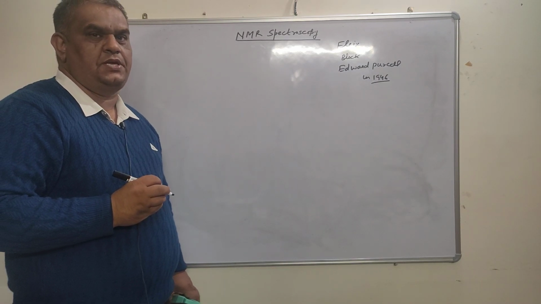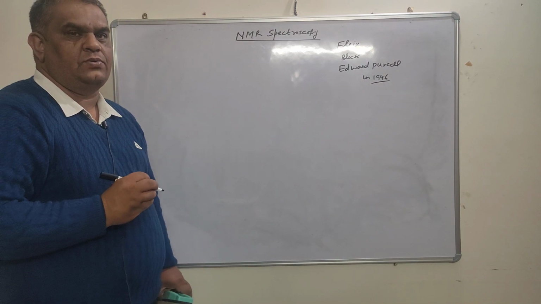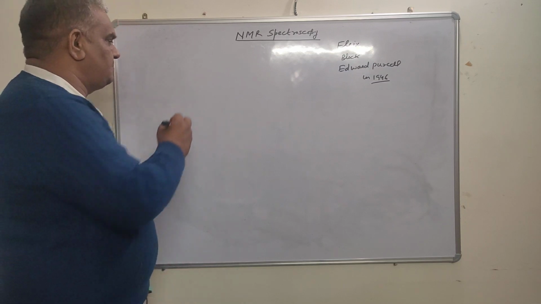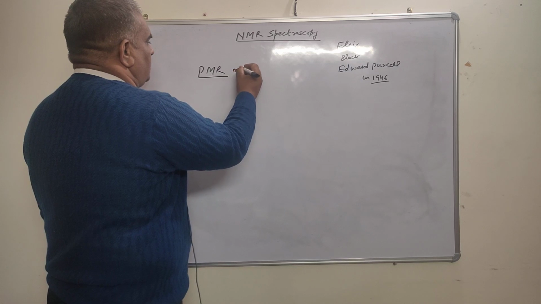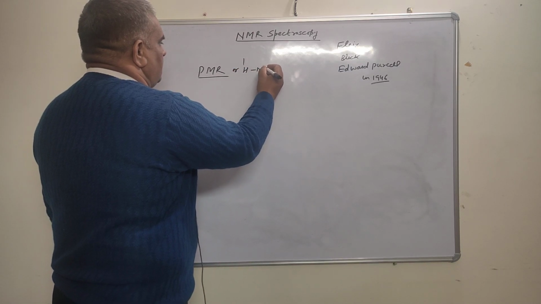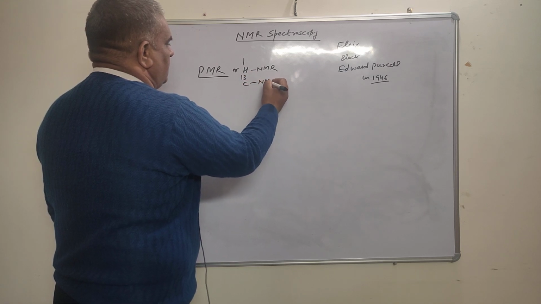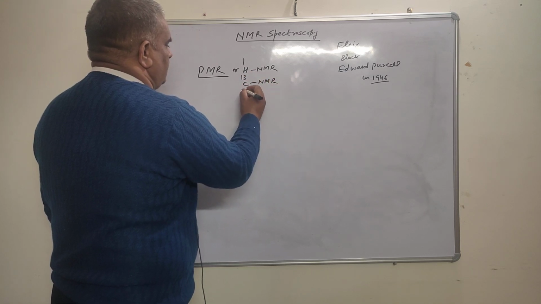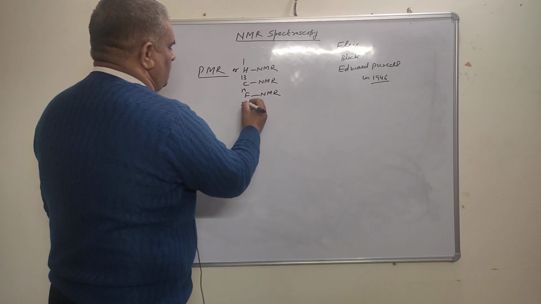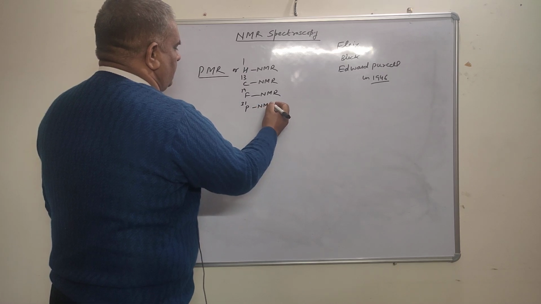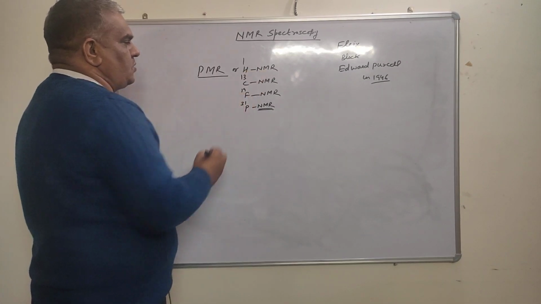NMR spectroscopy is divided into a number of subfields depending upon the magnetic nucleus being examined. For example, proton magnetic resonance spectroscopy, or H1 NMR, carbon 13 NMR, fluorine 19 NMR, and phosphorus 31 NMR. We will discuss only proton NMR.